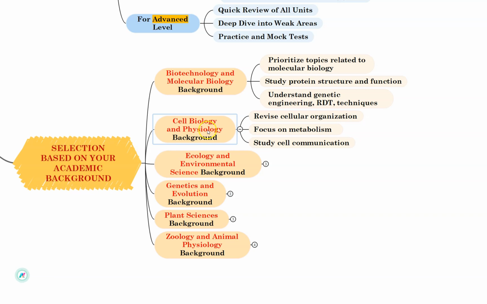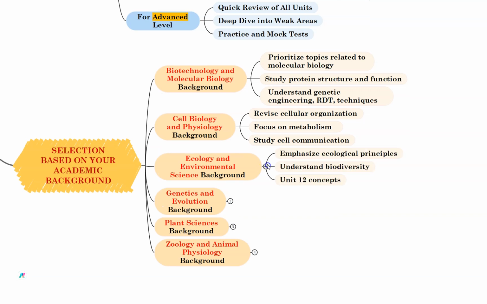If you are from cell biology and physiology background, then revise the cellular organization, Unit 2 part, the organelles, their functions and everything in detail. Focus on metabolism, cellular respiration and energy production. You can also study the cell communication, including cell signaling pathways, even cancer also. And in case you are from microbiology background, then all the topics under these two you can easily cover. Next is ecology and environmental science background.